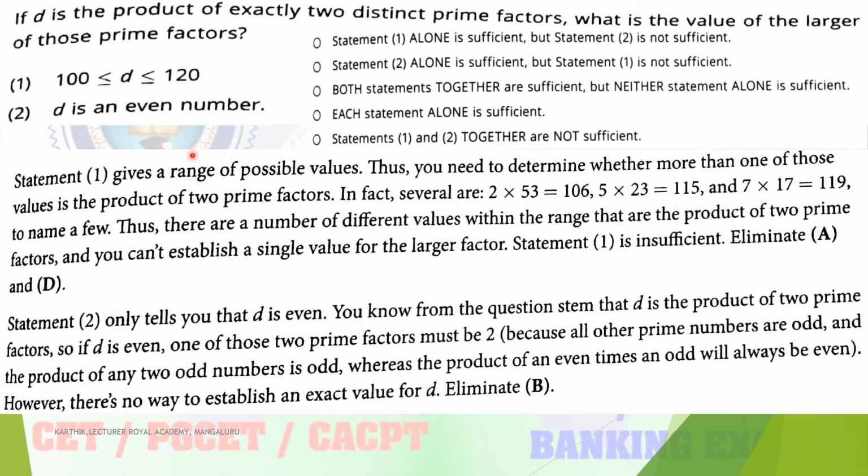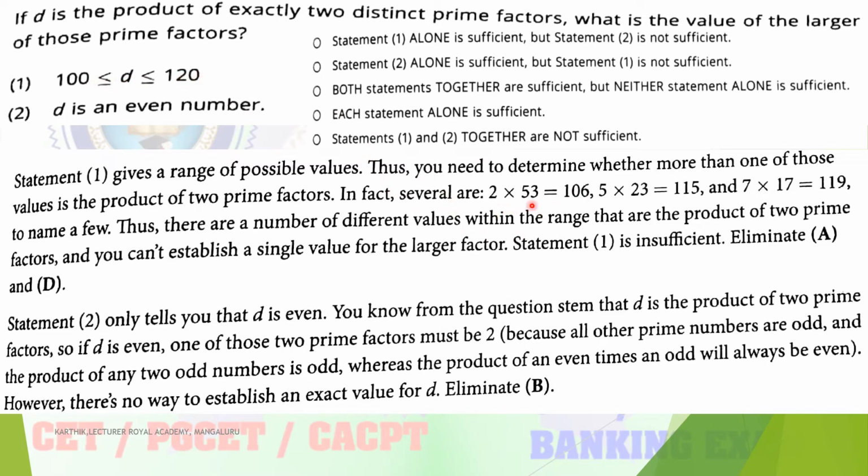Okay, so statement 1, what is given? D is in between 100 to 120. So first find out the prime factors. It is exactly two different prime factors. So 2 is one of the prime factors, and 53 is one of the prime numbers. It is a product of two different prime numbers. 2 is one prime number, 53 is one more prime number. If you multiply, you will get 106. So D is in between 100 to 120, it fits this category.